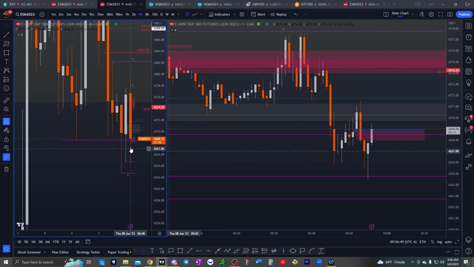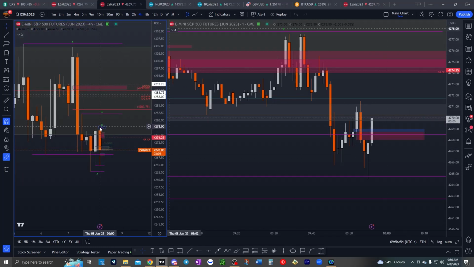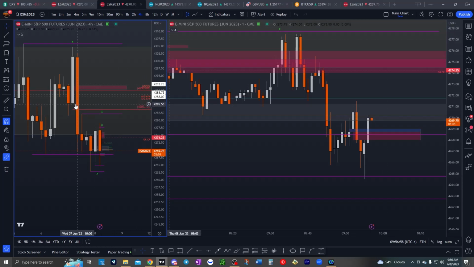Just a little bit into this wick. Doesn't need to go far, but then we get a nice gravitation higher, just up into here, and it just stalls out here the rest of the day. There's no wick on this candle too, because that could possibly be a draw on liquidity.